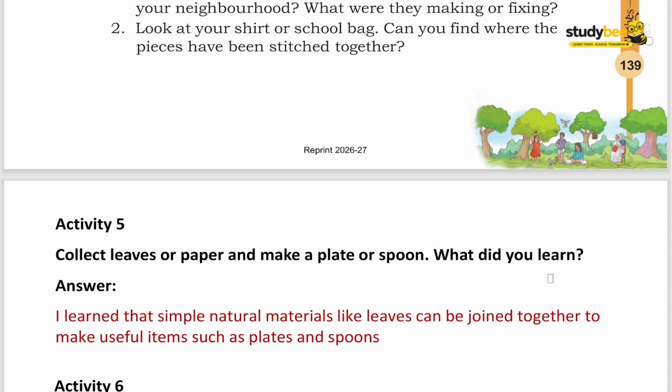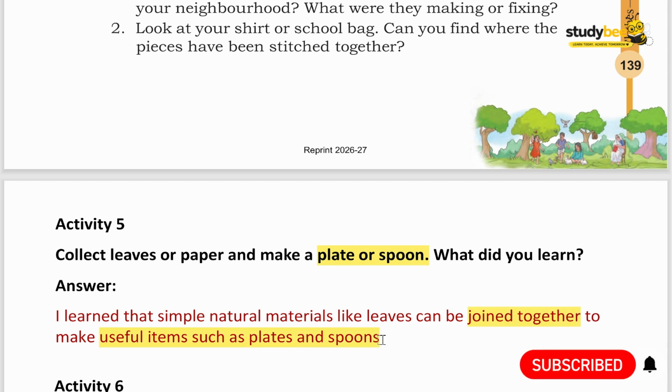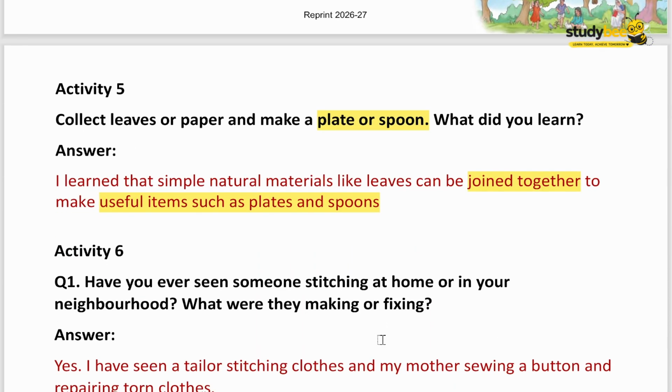Okay. Activity 5. Collect leaves or a paper and make a plate or a spoon. What did you learn? We have seen how a tailor bird joins leaves, right? Similarly, you have to collect some leaves or a paper and try to make a plate or a spoon. ठीक है? And what did you learn? I learned that simple natural material like leaves can be joined together to make useful items such as plates and spoons. So using simple natural material like leaves, you can make very useful items, right?